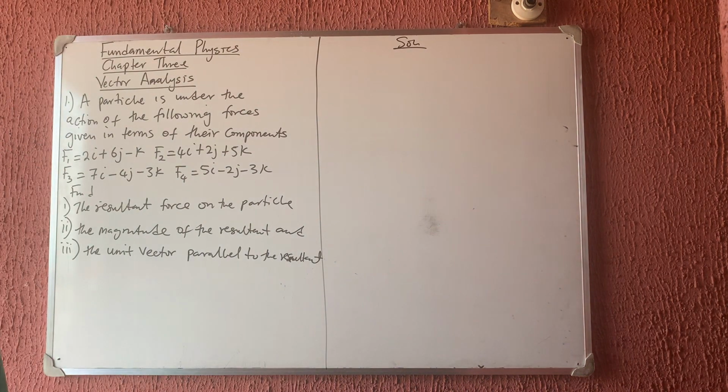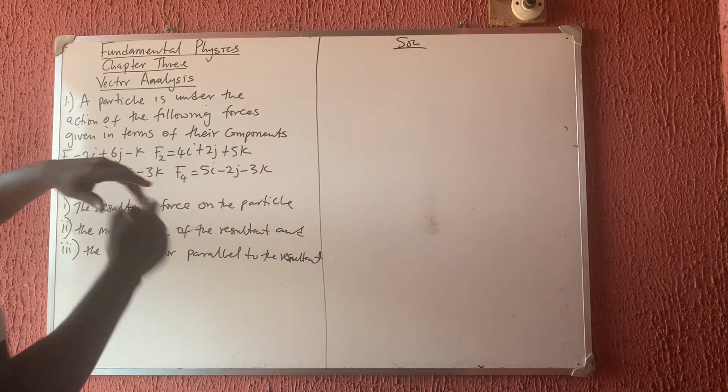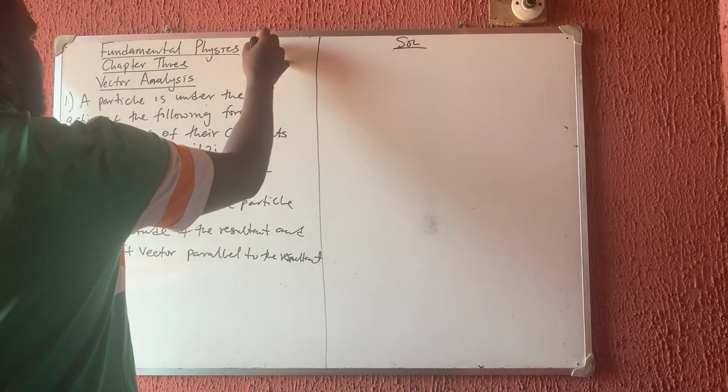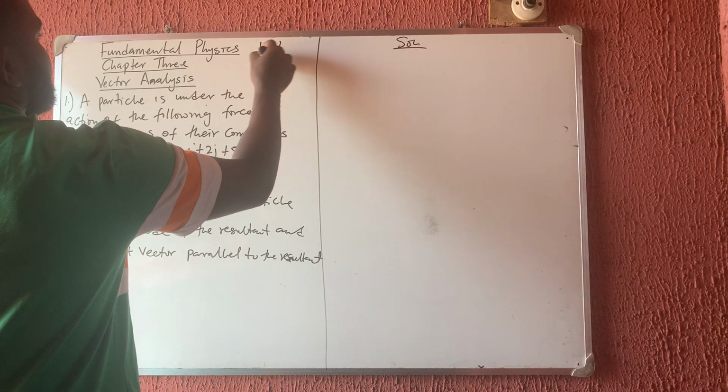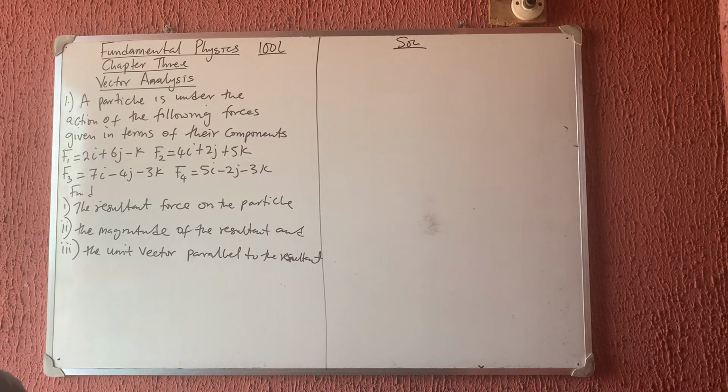In today's video, we'll be solving questions on chapter 3. We are still on our series of solving questions on fundamental physics. This is 100 level first semester physics. Okay, so we are in chapter 3. We have done chapter 1, which is dimension analysis.